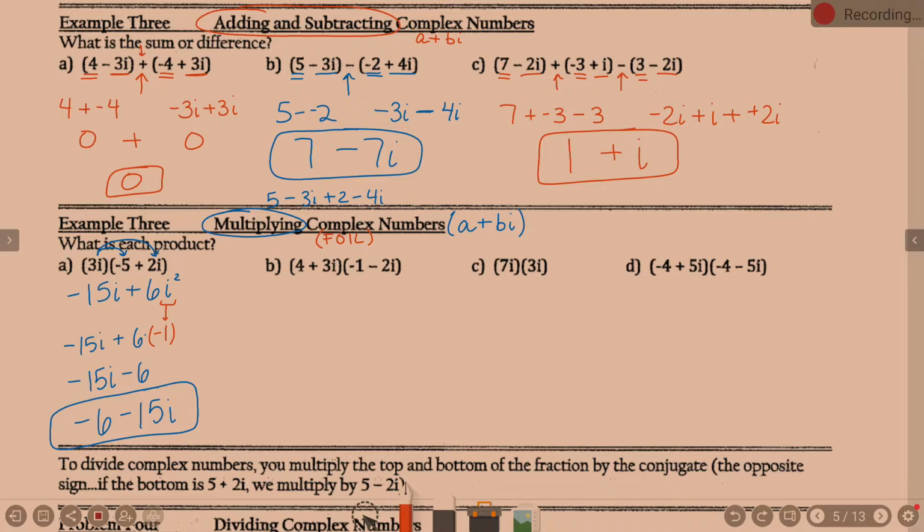So FOIL first. 4 times negative 1 is negative 4. Then I'm going to do outside, or I'm going to distribute the 4 again. 4 times negative 2i. Negative 8i. Then I'm going to do my insides. 3i times negative 1. Minus 3i. Then distribute that 3i again. 3i times minus 2i. Minus 6i squared.